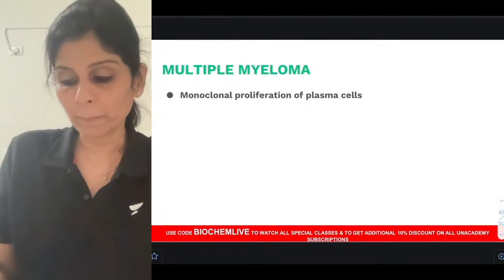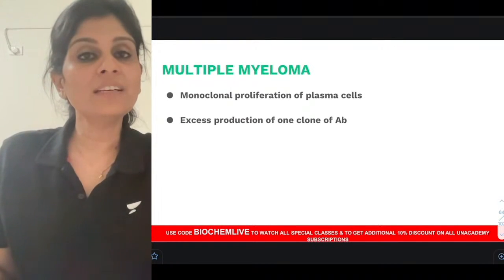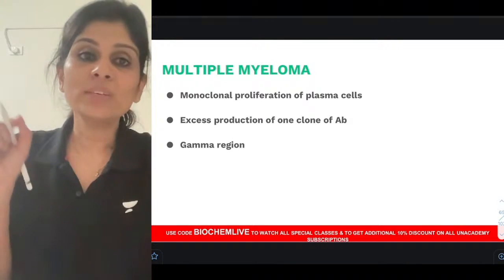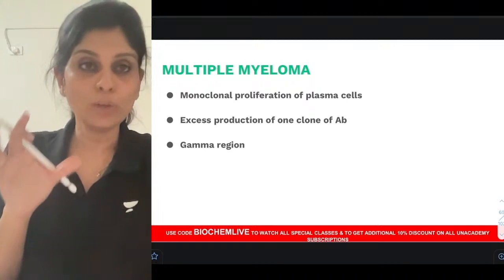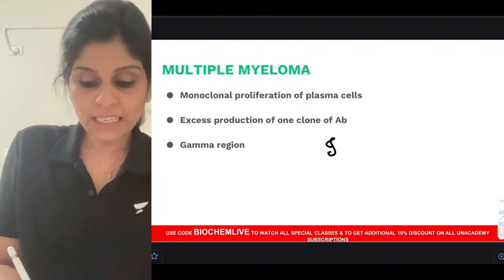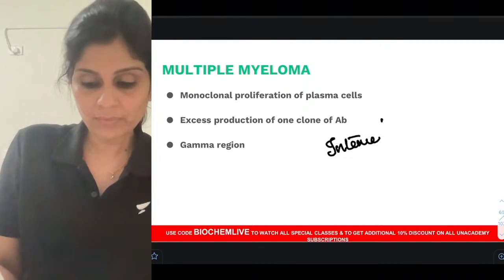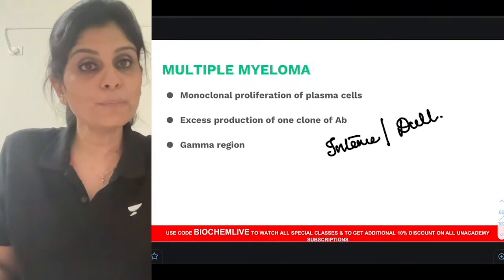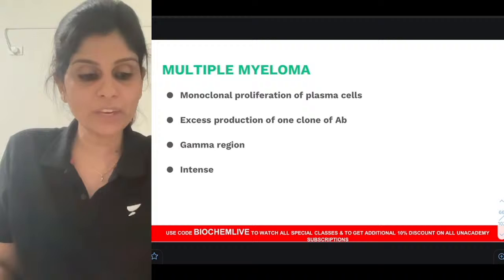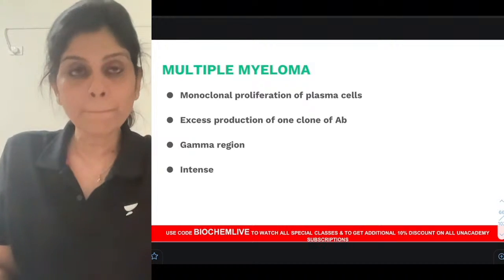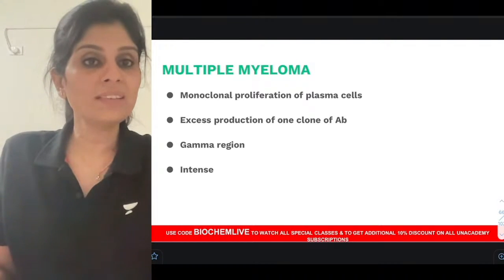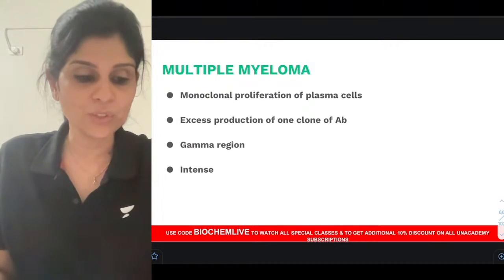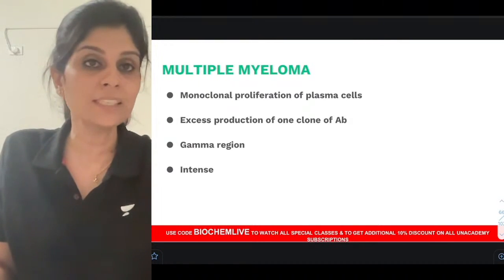type of antibody. So which band will get affected in multiple myeloma? It is the gamma band which gets affected. Now my question to you is, how will the gamma band look? Will the gamma band look intense or dull? It is definitely going to be intense because the concentration of immunoglobulin is higher, right? The concentration of immunoglobulin is high, so the intensity of the color that you see in the gamma region will be high. So there will be an intense band in the gamma region.